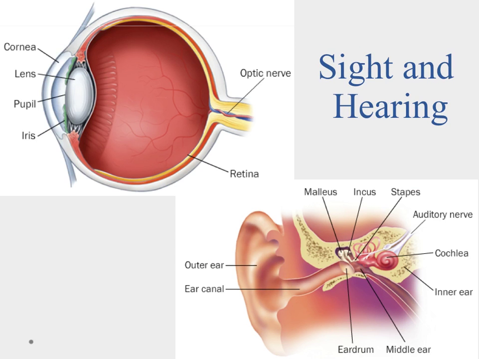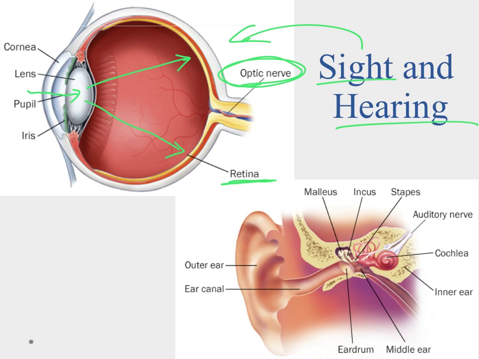Okay, let's talk about our last two senses, sight and hearing. Sight occurs here in the eye, so it's dealing with light. So light will enter the eye through the pupil till it gets to the lens, where it will be focused and projected back to the retina. And in the retina, we have two kinds of receptor cells. We have rods and cones, which will take that image that's formed on the retina and send it to the brain along the optic nerve.